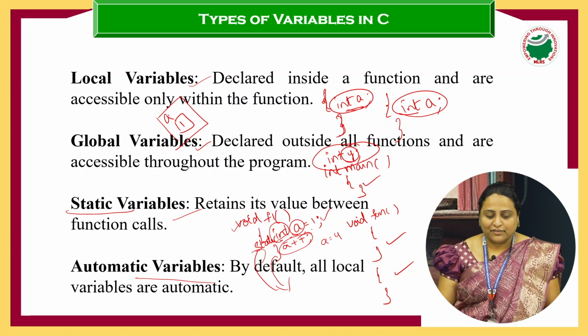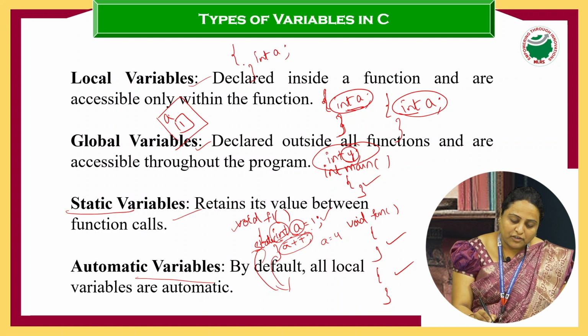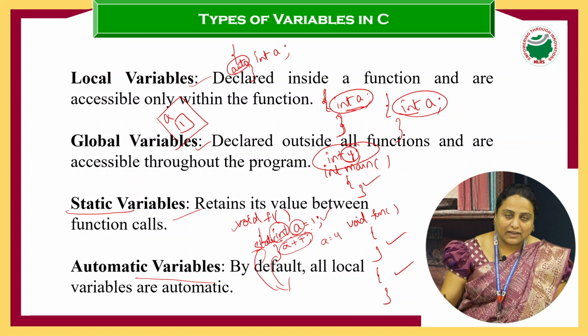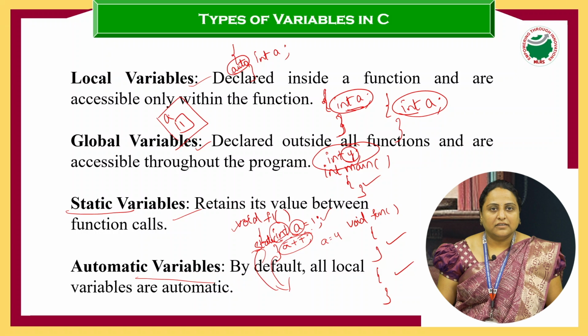The reason we say by default is because when you declare a local variable inside a block, you write int a, and by default your compiler will consider it as auto int a. You don't mention any class or type of variable, and it will consider it under automatic storage class.